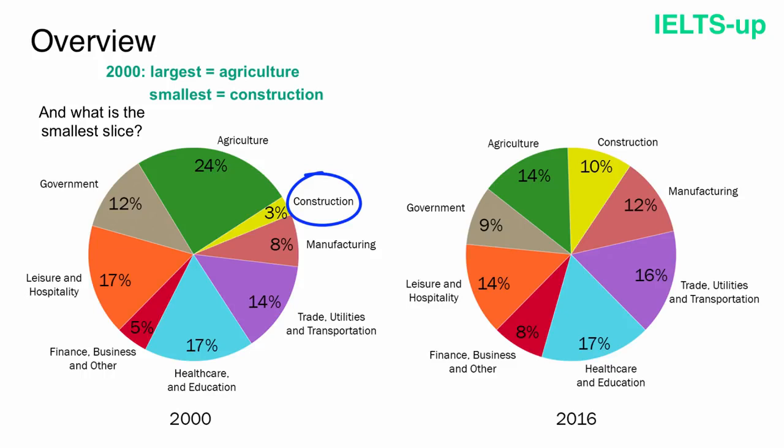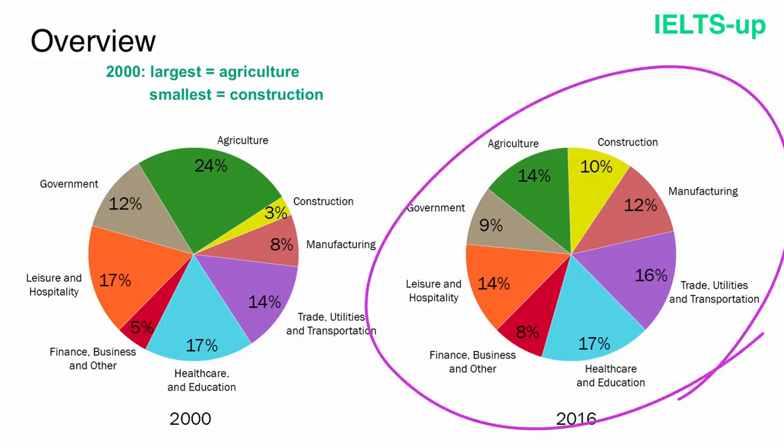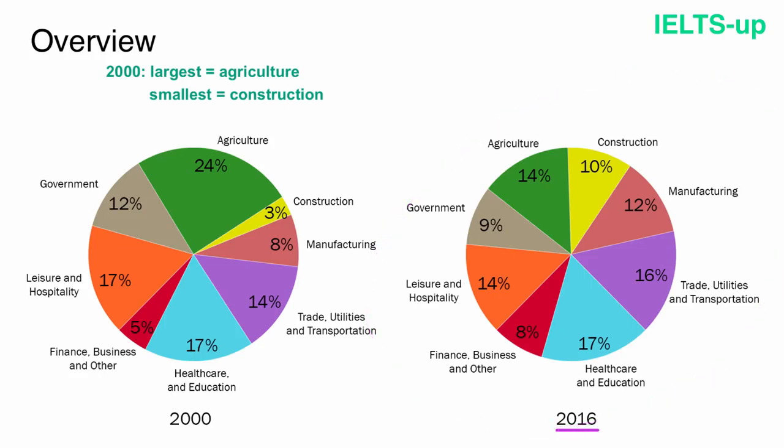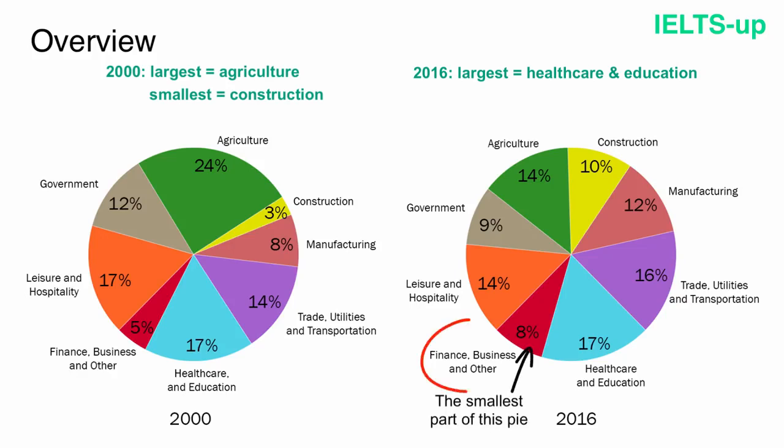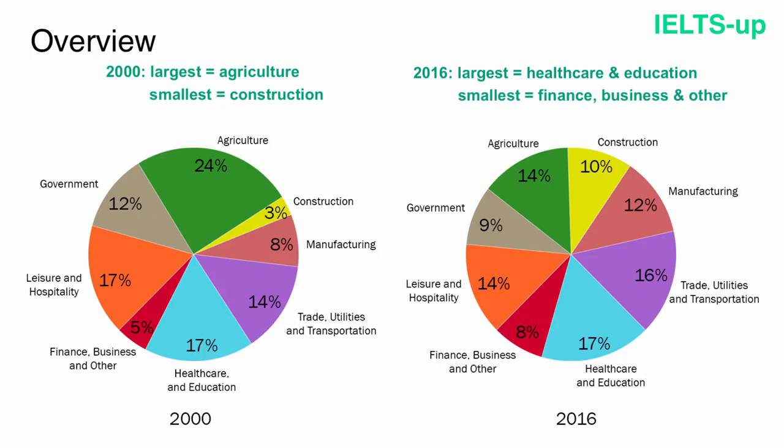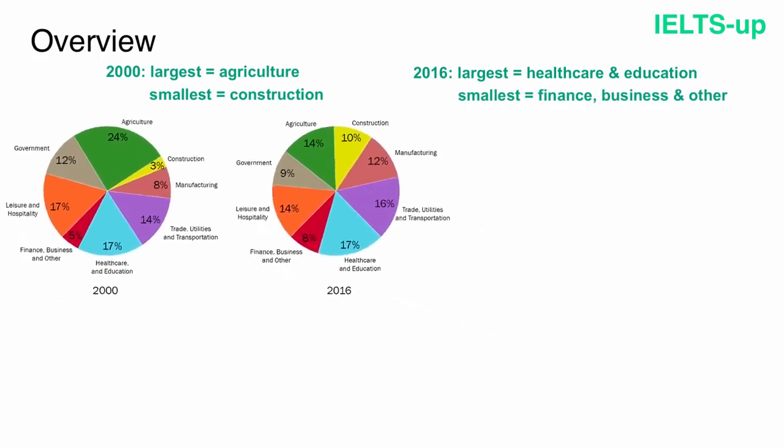This means that our construction segment was the smallest part of Turkey's economy in 2000. And our second pie chart shows year 2016. We can see that the largest part of this pie is healthcare and education, and the smallest part is finance, business and other services. Now let's make an overview with these key features.